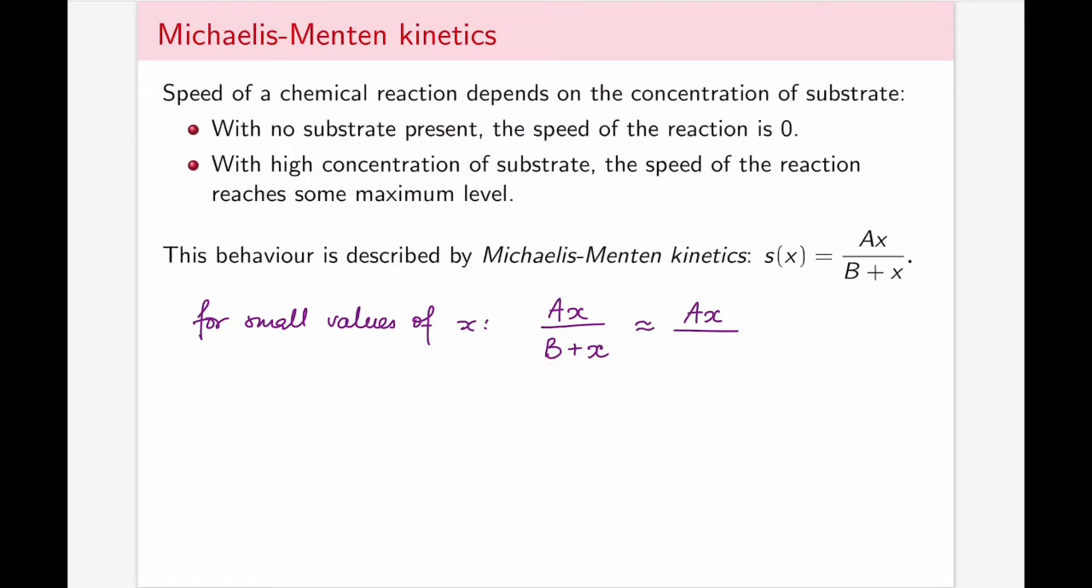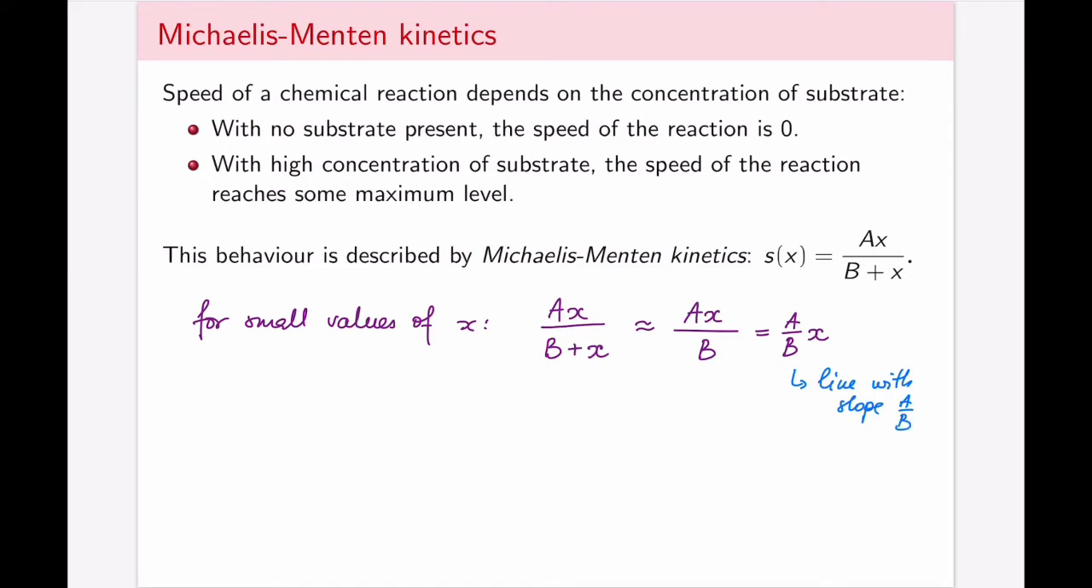For small values of x, small powers of x dominate, which means that we will ignore the larger power of x and keep the smaller one, which is just b. And it makes a little bit more sense if we rewrite this as a over b times x, because then it's clear that this is simply a linear behavior where the slope is a over b.